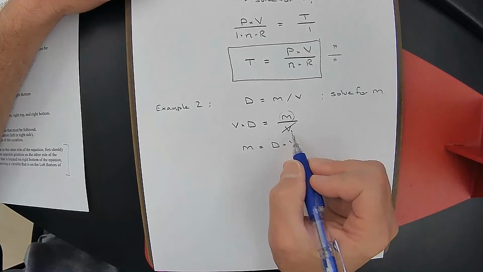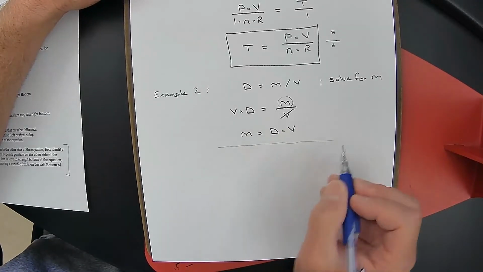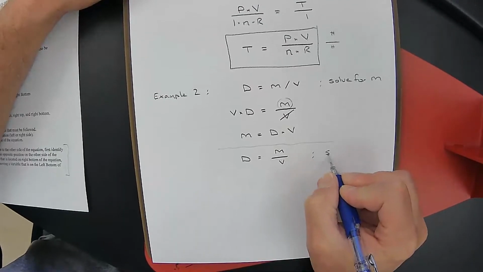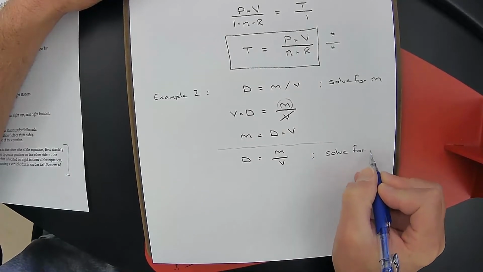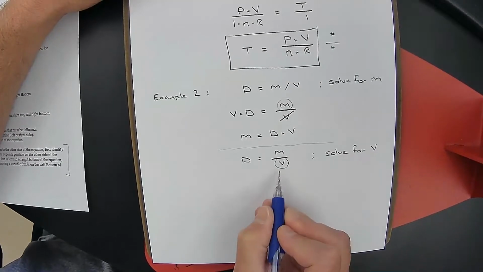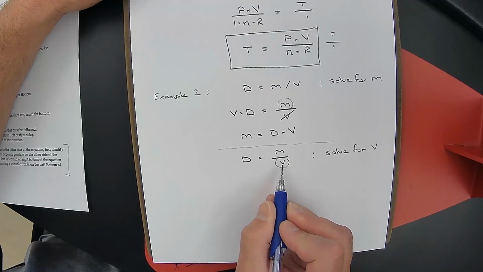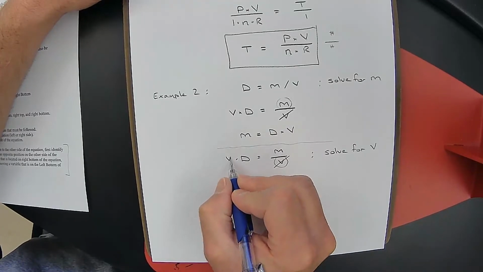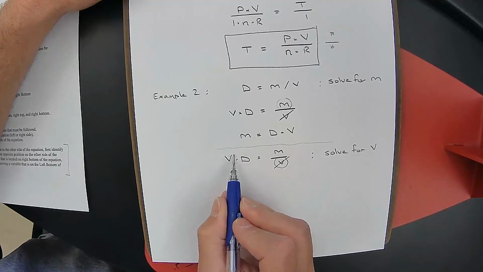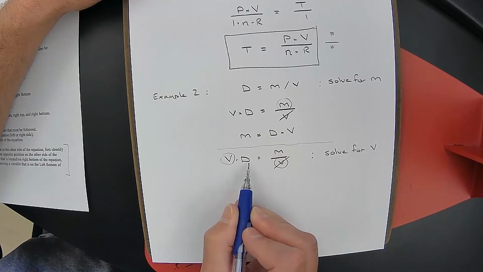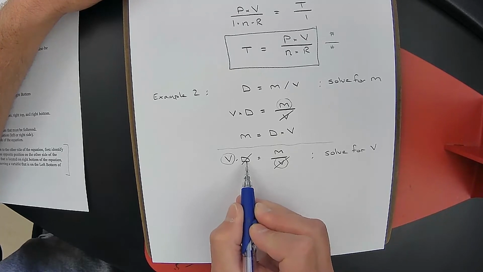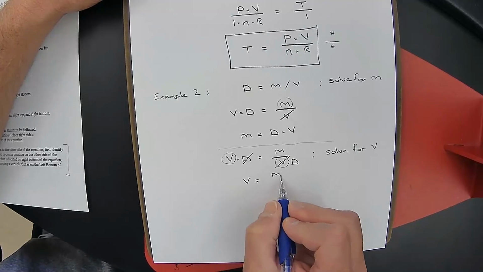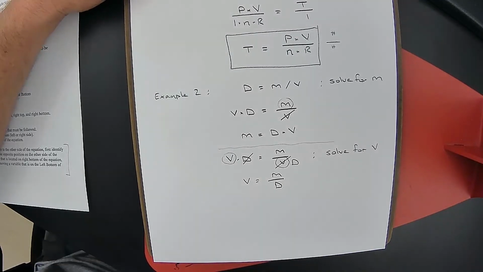If I was solving this equation for v, d is equal to m over v. But let's say they said solve for v. The first thing I would notice is that v is on the bottom, and that's not allowed. So I would need to move it to the top. So I'd cross it out, move it to the top. And now that it's on top of the equation, I need to get it by itself. So I move d from the top to the bottom. So now volume equals mass divided by density.